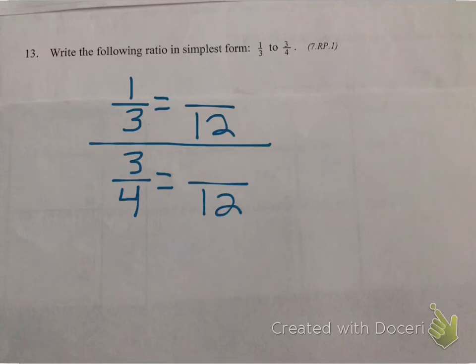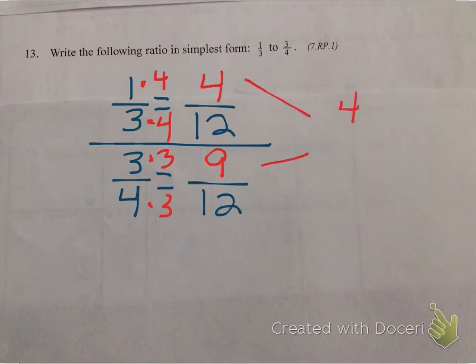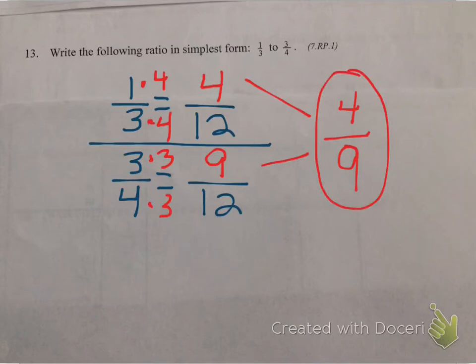And I'm going to rewrite this as 3 times 4 equals 12. 1 times 4 is 4/12. And then 4 times 3 is 12. 3 times 3 is 9. So if I have 4/12 to 9/12, writing that as a ratio, 4/12 to 9/12 would be 4 to 9. Okay, if you used a different method, that always works. That's okay. But this makes sense of why that would be that ratio. 4/12 to 9/12 would be 4 to 9.